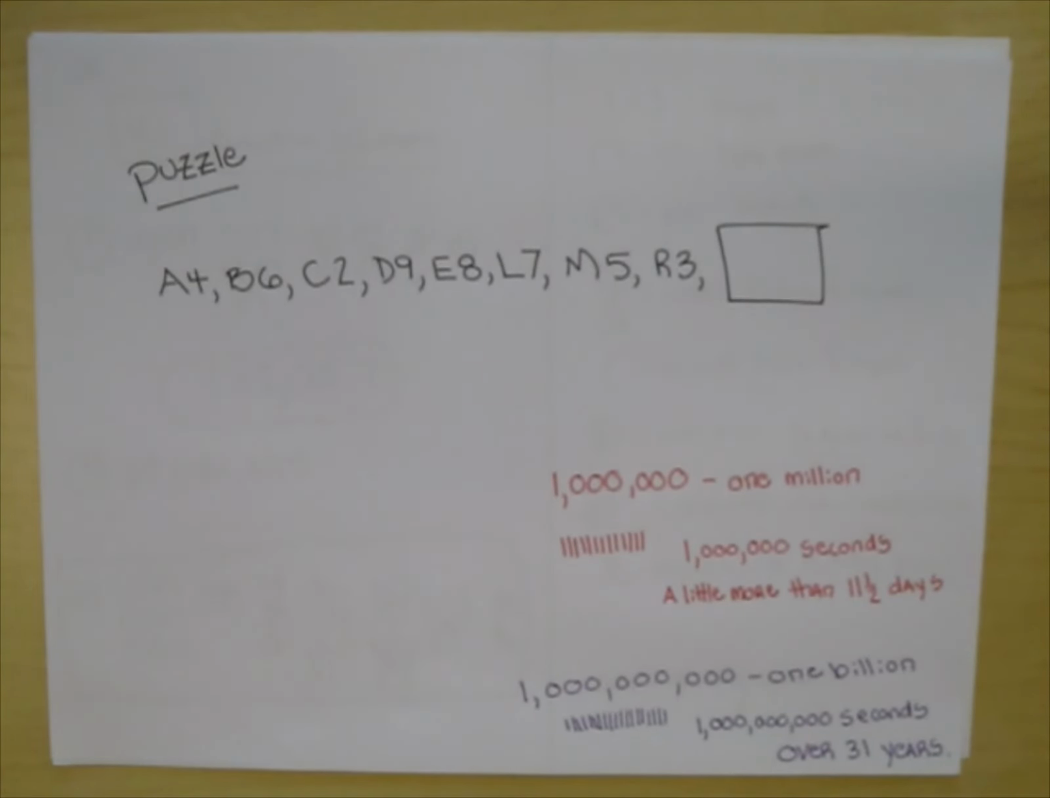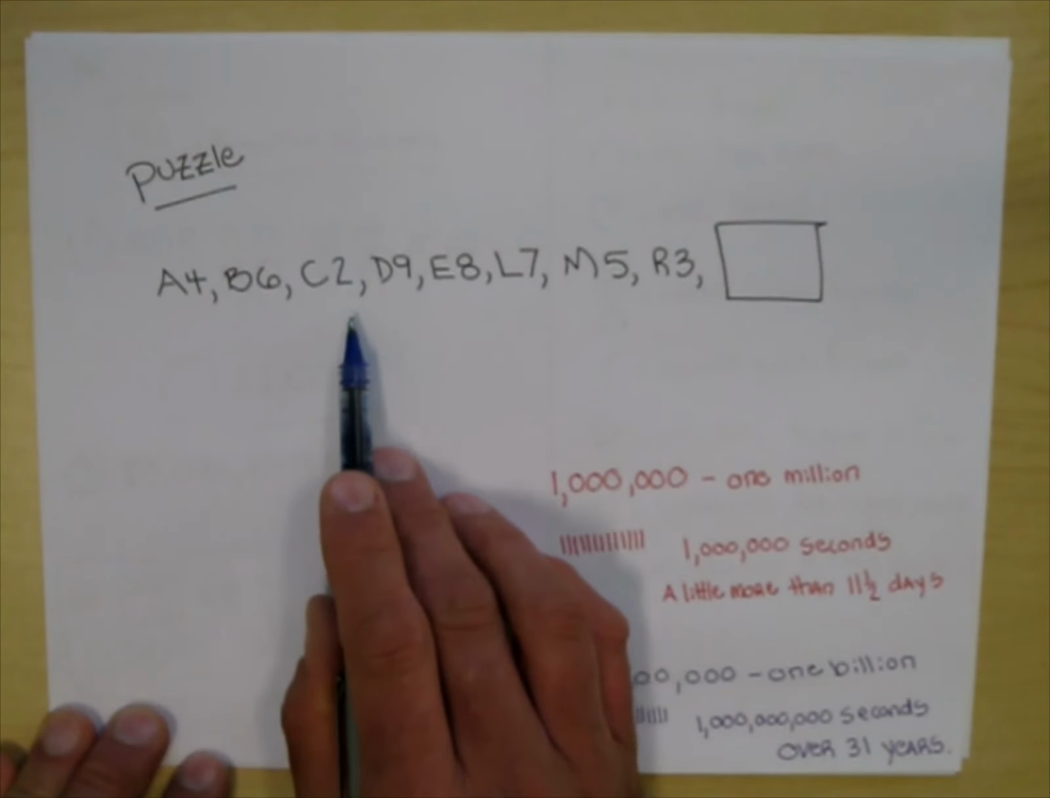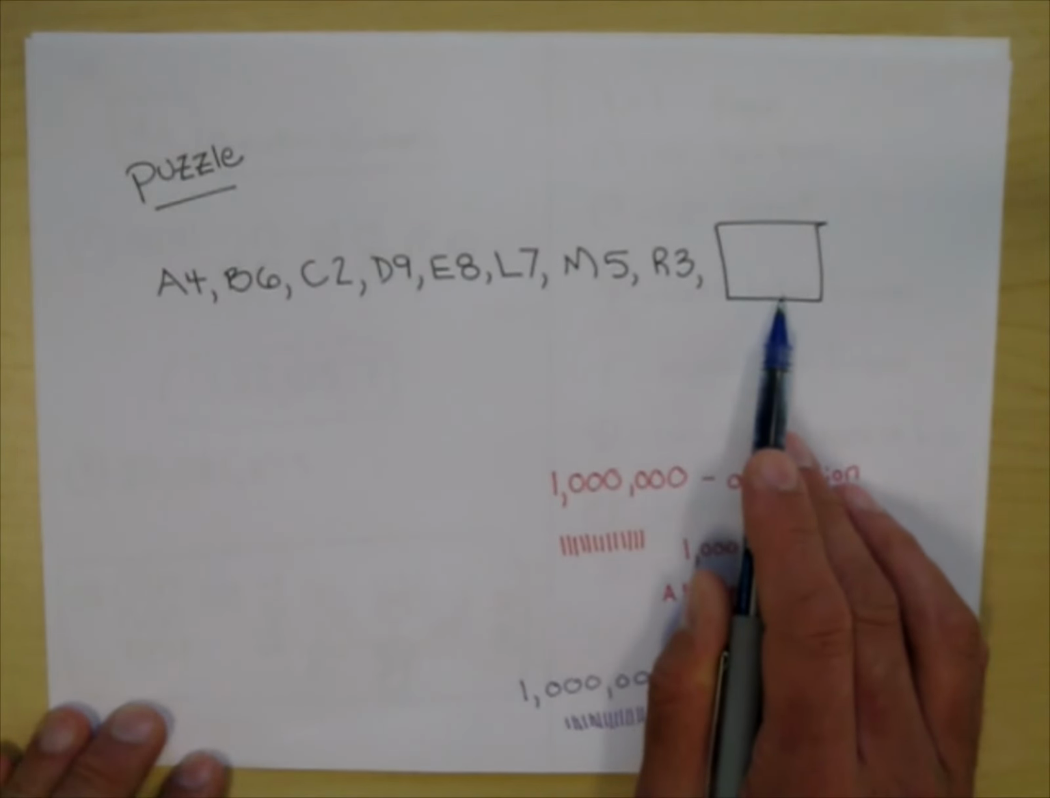Okay, now let's talk about this puzzle here. Just thought I'd do this. This is some number sense, and also when our government is throwing money toward problems and they're like, $33 billion. That's a lot of money. And if you're handing over $1 per second, it takes a long time to pay back. A4, B6, C2, D9, E8, L7, M5, R3, what goes there?